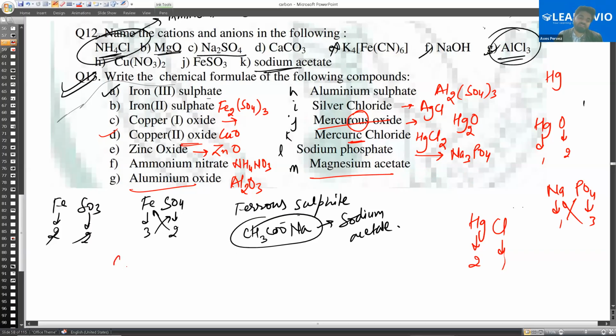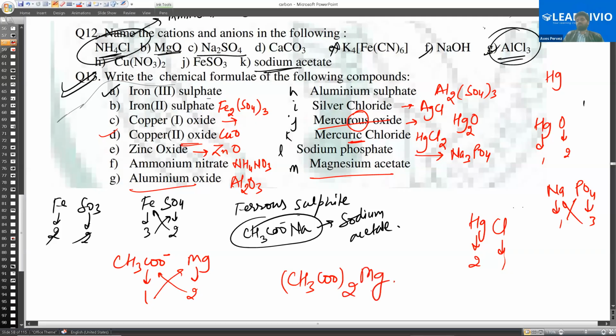The acetate ion is CH3COO minus. You have to keep in mind that the acetate ion is always written on the left hand side. Its valency is 1, and the minus sign indicates 1 valency. Magnesium has valency 2, so the 2 will be given to this one. You will write (CH3COO)2 and then magnesium. This is magnesium acetate. Note it down: (CH3COO)2Mg.